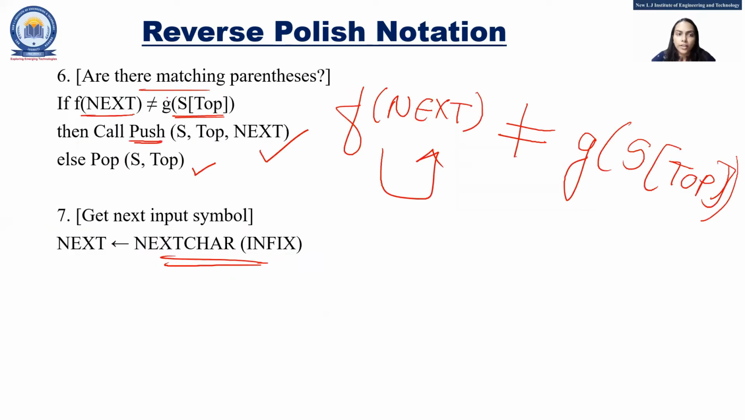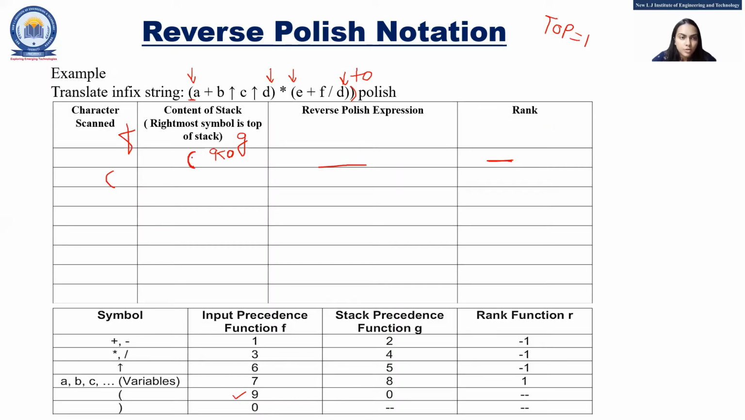Is 9 not equal to 0? Yes, 9 is not equal to 0. So we will push the next, the opening braces, over here. So we are pushing this, and this is there and this is also there. Again, while pushing, we don't have reverse polish and we don't have rank. Now next one.